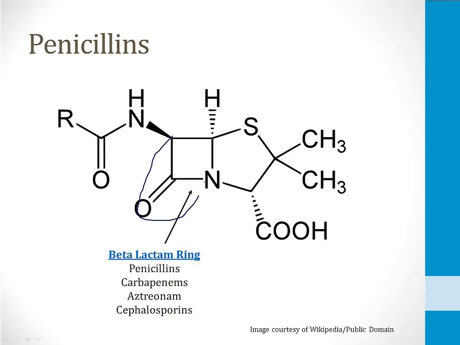That's this structure in the middle of the molecule. Beta-lactam rings are found in a number of different classes of antibiotics. They're found in all the penicillins, but they're also found in the carbapenems, in aztreonam, and in the cephalosporins. And I'll talk about these other beta-lactam antibiotics in another video.